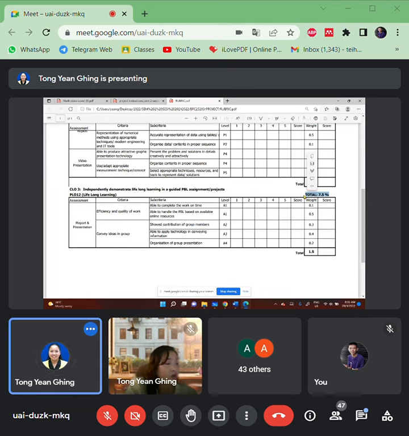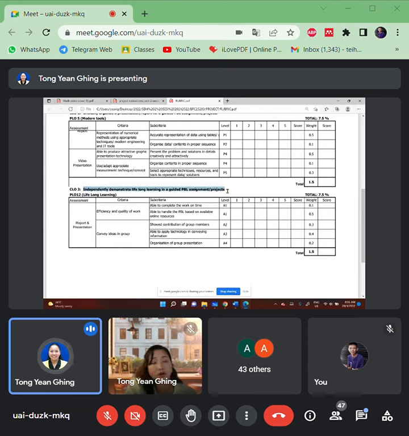It is based on whether you independently demonstrate lifelong learning in the guided PBL project. This is the course learning outcome number 3 of this course. So we'll base it on both report and presentation overall. In terms of efficiency and quality of work, you're able to complete on time, and submit your project, your report, and also video on time before the due date.